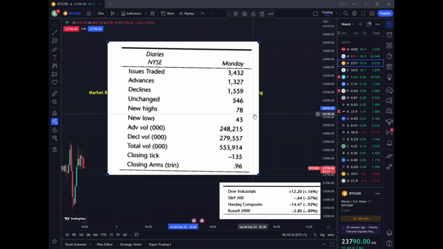But you can still see there's actually more new highs than new lows. So that could be a strong sign, but it doesn't necessarily have to be. It's just more an observation you can make.